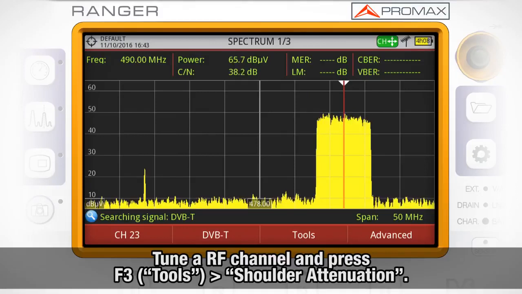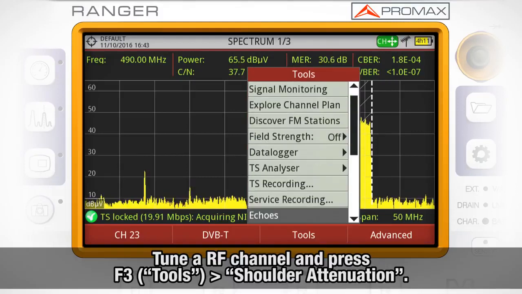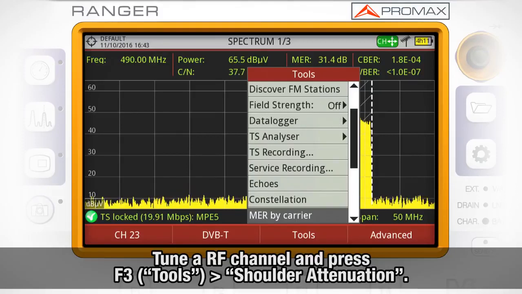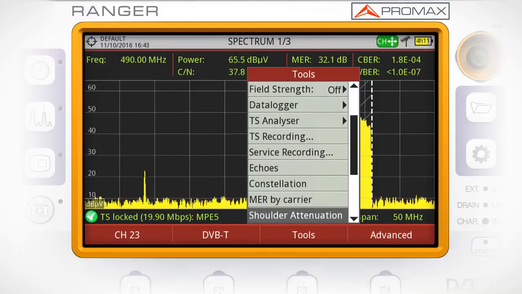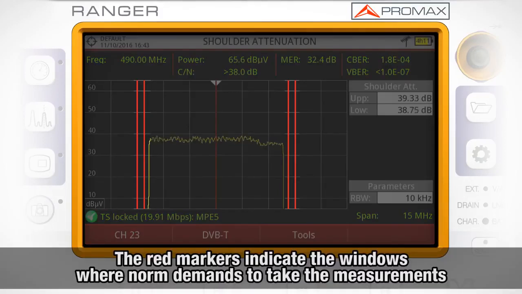Once we have tuned one specific RF channel, we will press F3, Tools, and select Shoulder Attenuation. Four red markers on the screen indicate the two windows where, according to the norms, measurements must be calculated.